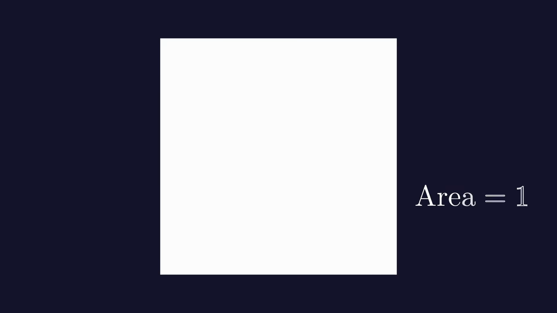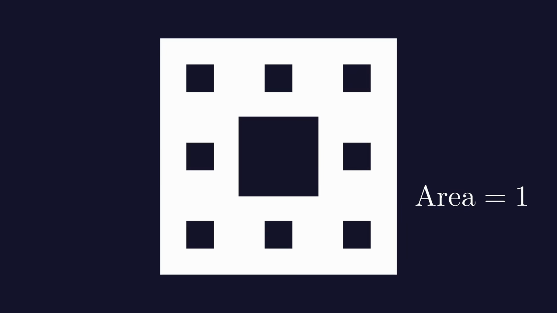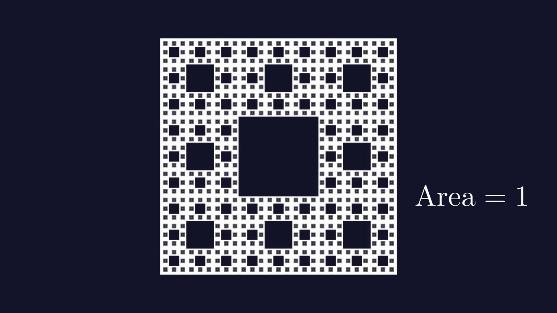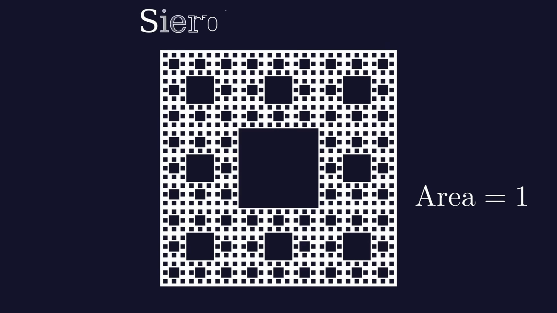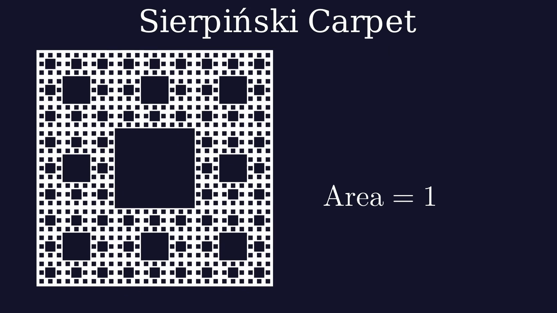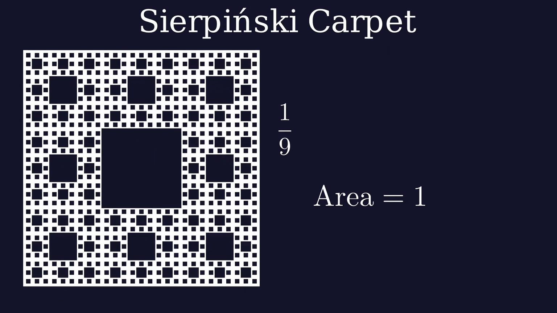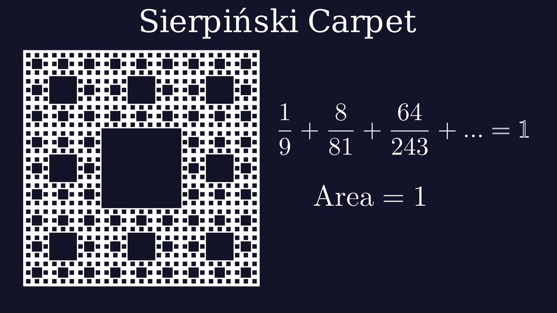But now let's look at the 2D square. We divide it into 9 smaller squares and remove the middle one. We repeat the same process for each of the smaller squares. We divide them into 9 smaller squares and remove the middle one. We repeat this infinitely many times. The shape that we get is called the Sierpinski carpet. In the first iteration, we removed 1/9 of the total area. In the next, we removed 8/81, then 64/243, and so on. The sum of this infinite series is equal to 1, so we removed the area of 1 from the square of an area of 1, but we ended up with the shape that has infinitely long perimeter.